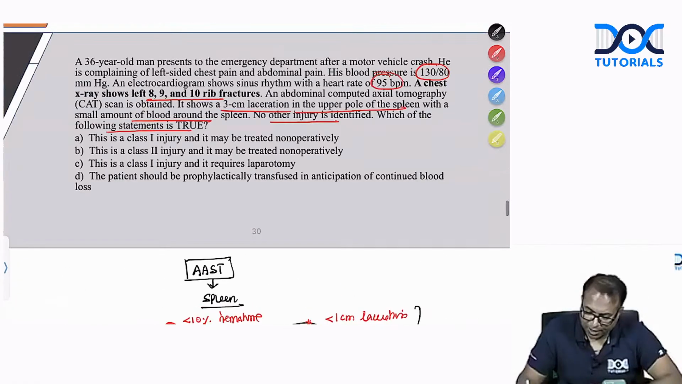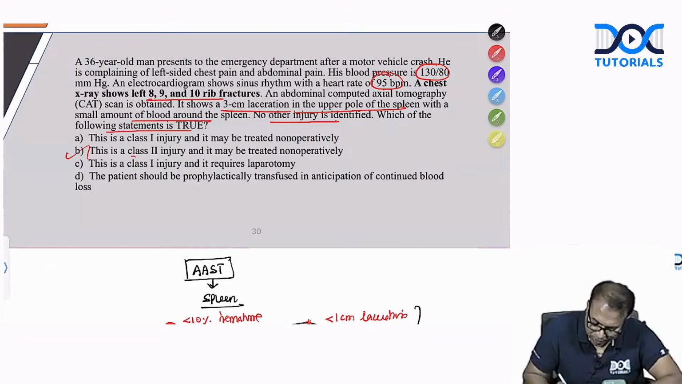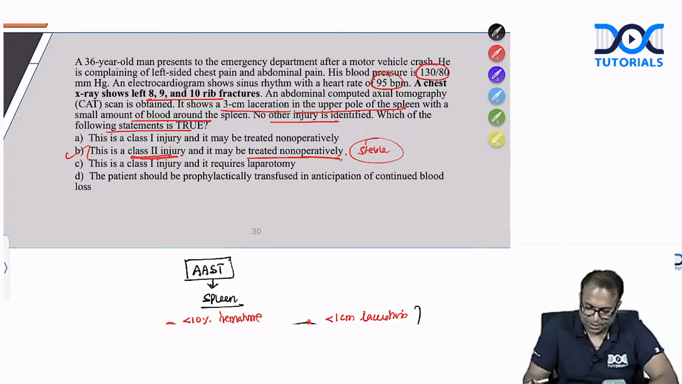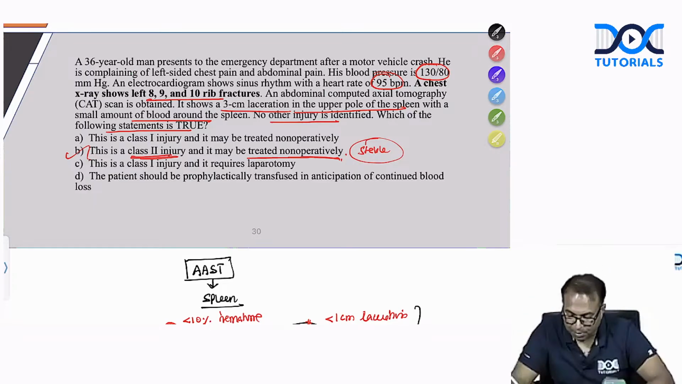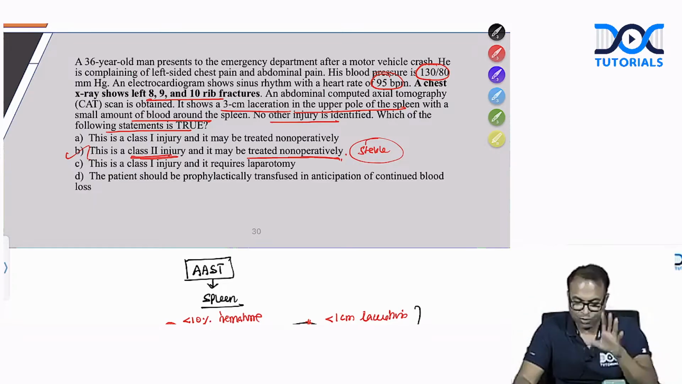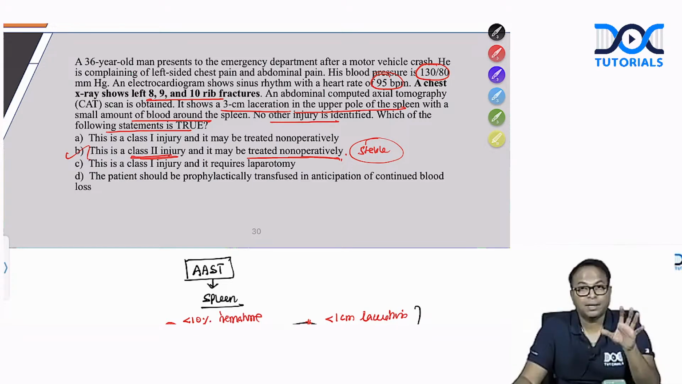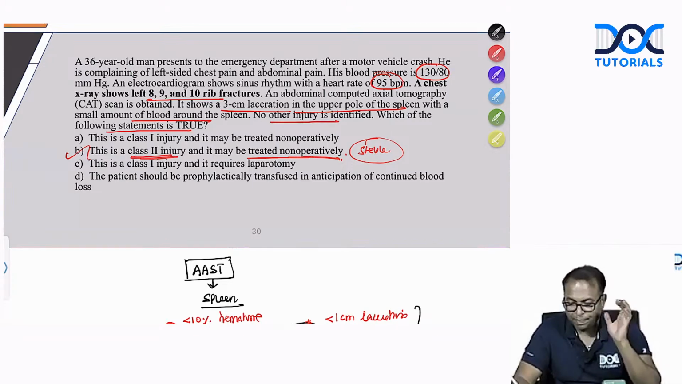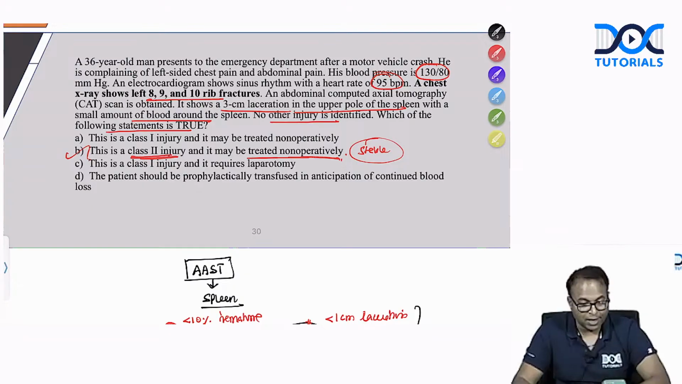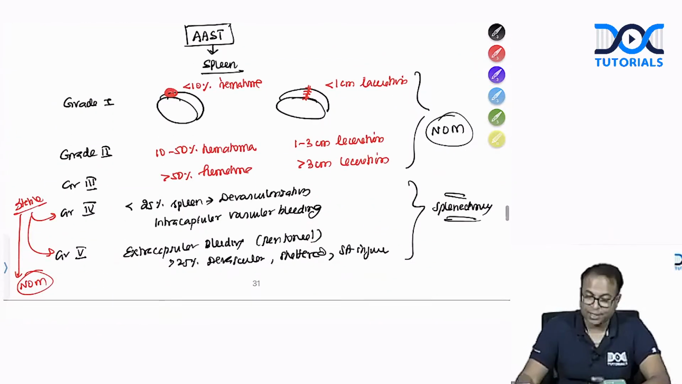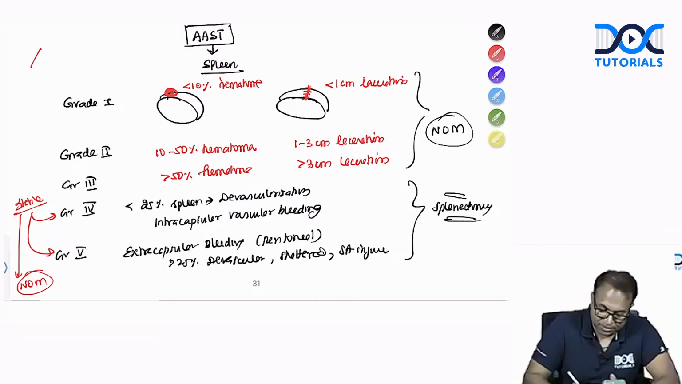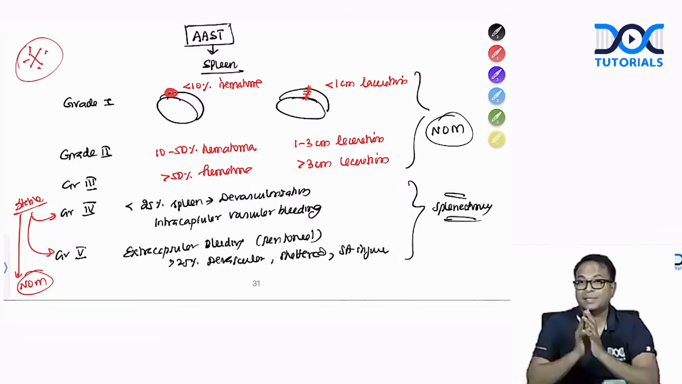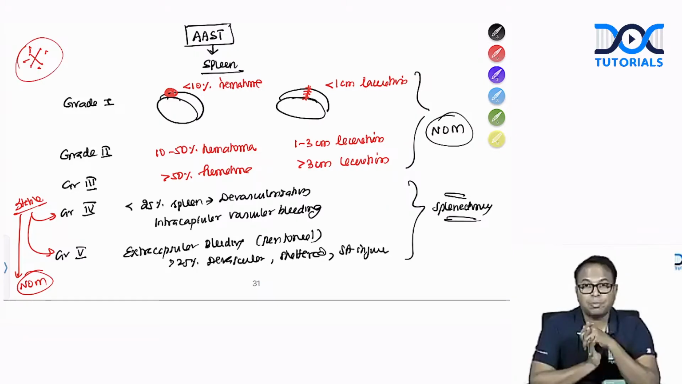In this patient, there is a grade 2 injury, and it may be treated non-operatively because the patient has a stable hemodynamic status. So please remember, if the patient is hemodynamically stable, I will go for non-operative management. This is a classical question on splenic trauma, and splenic trauma related questions will be commonly asked. You should be strong in this concept. Don't forget the grading of splenic injury, because the most common injury in the abdomen in blunt trauma is the spleen. Definitely splenic injury grading will be asked in the exam.